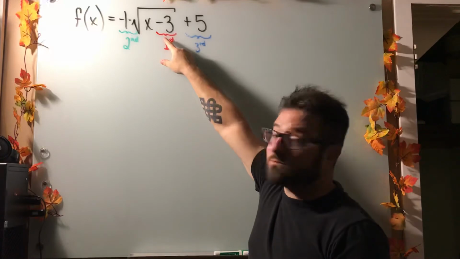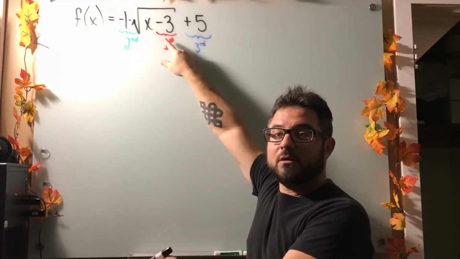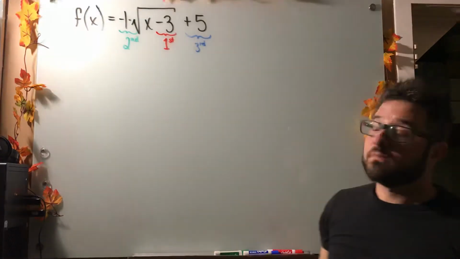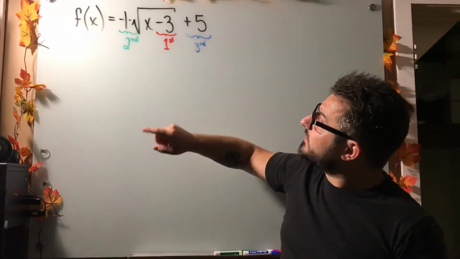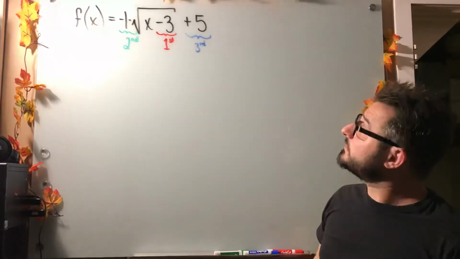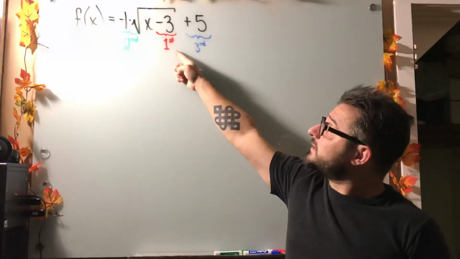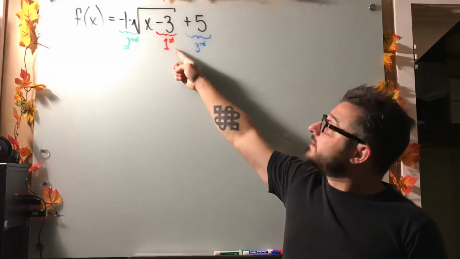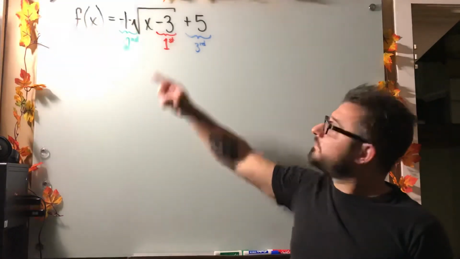But part of that is we have to talk about, does it occur before or after the basic operation? Well, as we saw, we did that subtraction of 3 before we did the square root. So this happens before the basic operation. You might think of it as happening inside of the basic operation. And that makes it a horizontal transformation.